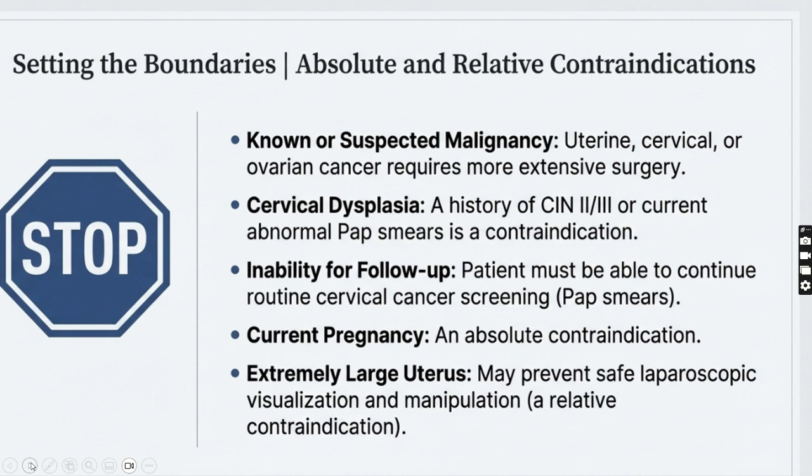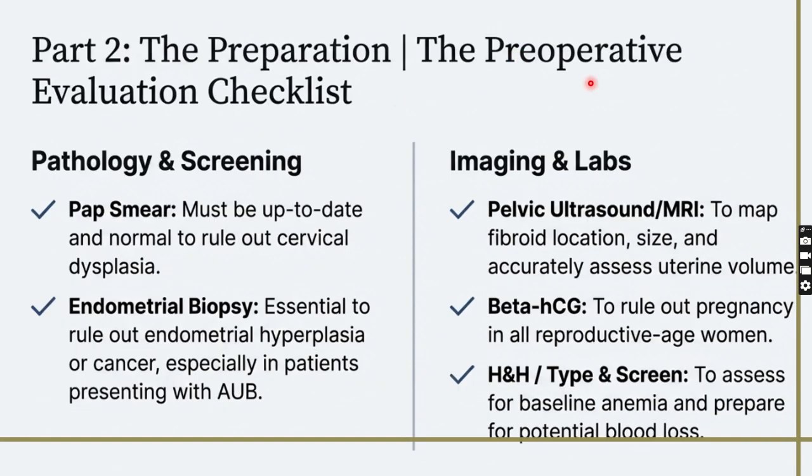There are some contraindications for laparoscopic subtotal hysterectomy, like if there is any known or suspected malignancy in the uterus, cervix, or ovary, if there is any cervical dysplasia, and if there is current pregnancy. There is a preoperative evaluation checklist that we should fulfill, like some screening tools, pap smear, endometrial biopsy, and laboratory investigations like beta HCG to exclude pregnancy.